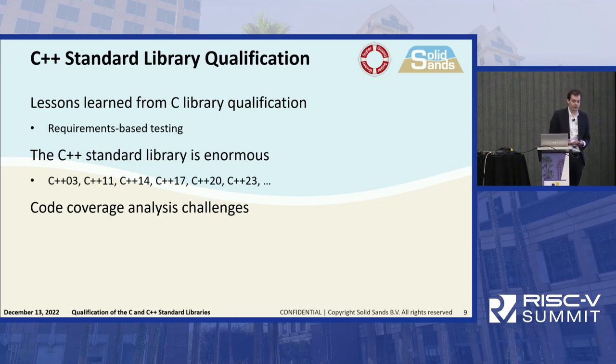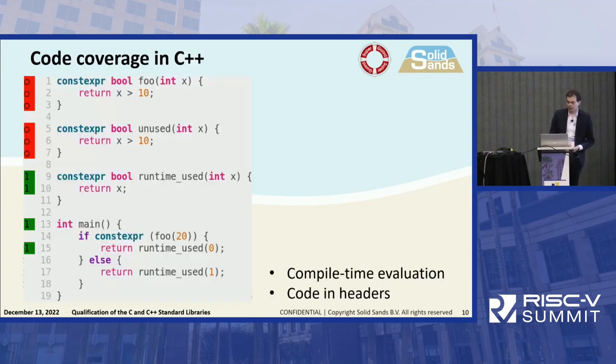Finally, on top of the size of the C++ standard library, we have an additional challenge here, and that is code coverage analysis. And the challenge here is that C++ is, of course, a lot more advanced than C. It's adding very powerful features on top of C, but some of these features make code coverage analysis quite complicated. A good example of that is compile time evaluation.